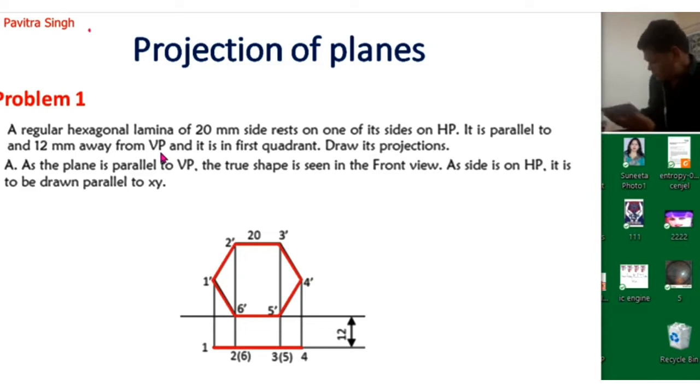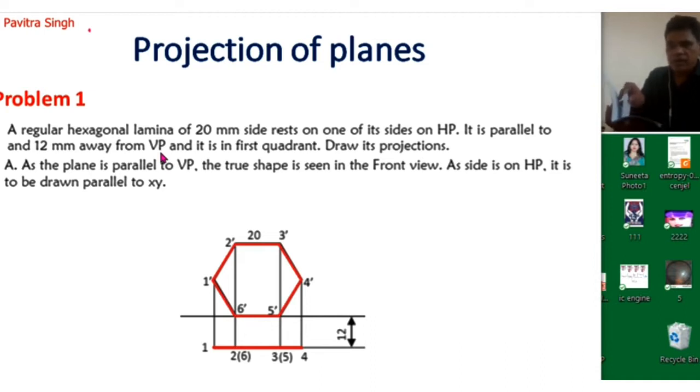So actually this will be like this. This is the vertical plane, and this is the horizontal plane, and this hexagonal plane is lying on this horizontal plane. This side is 12 mm away from this vertical plane, and this side is parallel to this vertical plane. That's why this will be projected in the top view. When we see this from the top, it will be visible like a line.